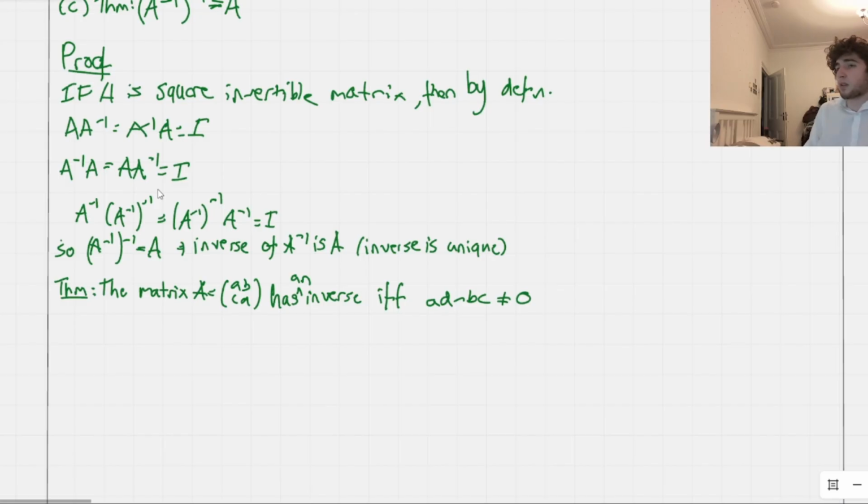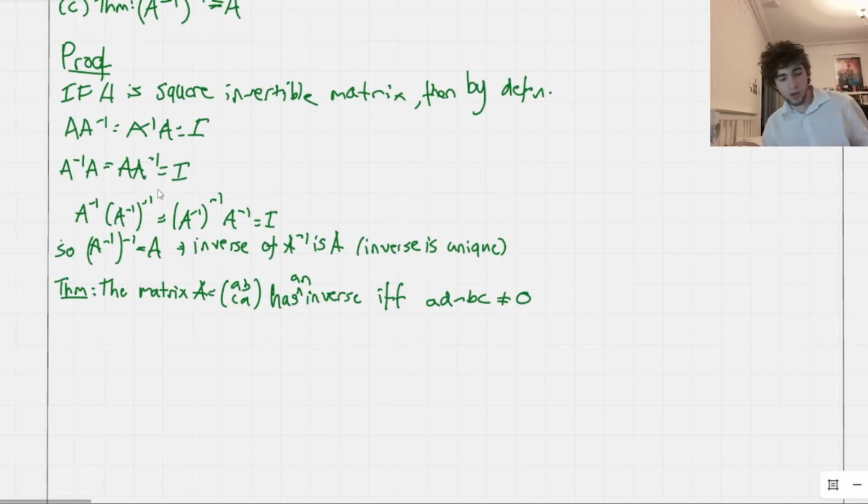Probably you also know that when AD minus BC is equal to 0, then your matrix is singular. It has no inverse. These are things that you probably learnt in A level further maths, and they're coming back now. So the matrix A has an inverse if and only if AD minus BC is not equal to 0.